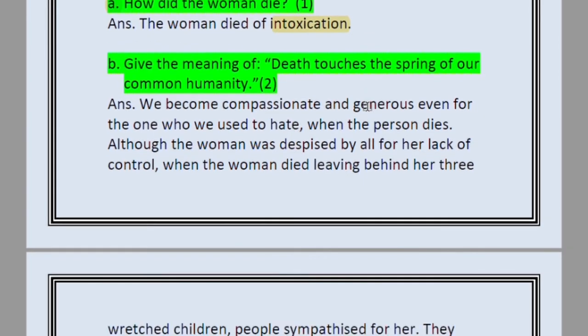Next, give the meaning of "death touches the spring of our common humanity." What does this line mean? We become compassionate and generous even for the one whom we used to hate when the person dies.